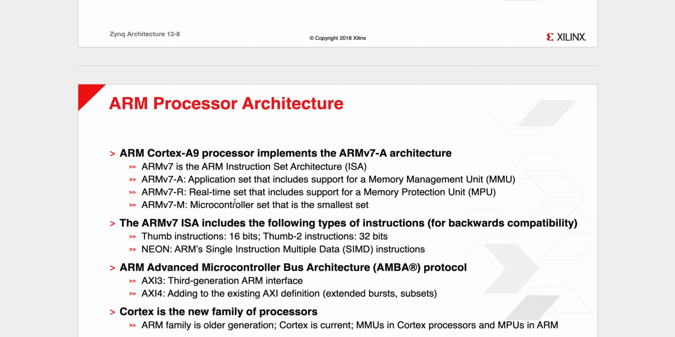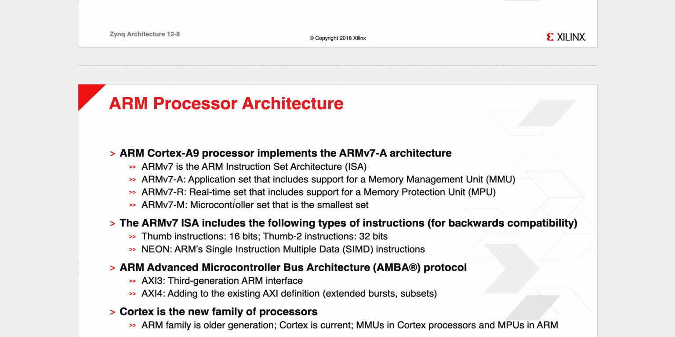The ARM v7 is the ARM ISA. The ARM v7A is the application set that includes MMU. The ARM v7R is the real-time set that includes MPU, and the ARM v7M is the microcontroller.